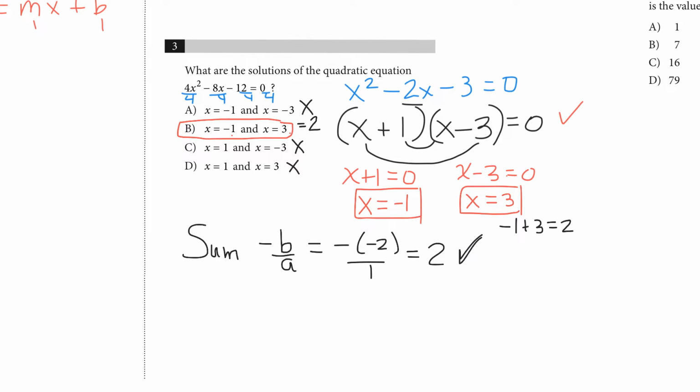And you don't have to do any factoring or quadratic formula or anything that takes too long. And that was the answer for that one. That's going to be the easiest way of doing that problem.